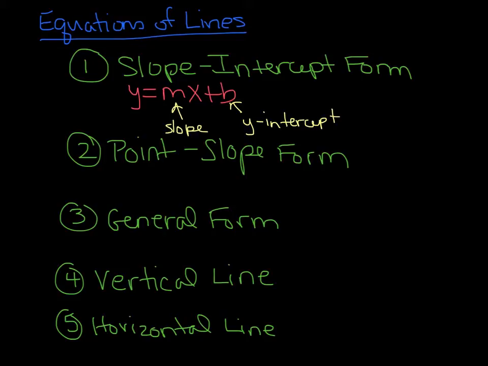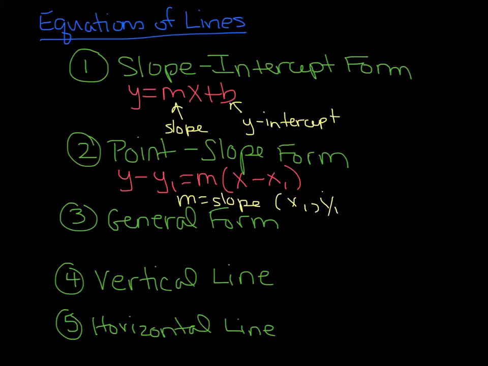The next one is called point-slope form, and I think you most likely have seen this one. It's not as common as slope-intercept, but it's still very important. So point-slope form is written as y minus y1 equals m times x minus x1. In this case, your m is your slope, and x1, y1 is the point that the line goes through.